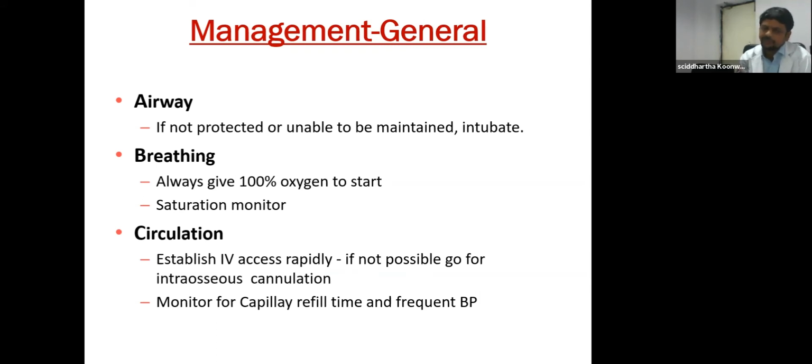In circulation, we have to establish IV access rapidly, and if not possible, especially in case of shock where the patient is having weak and thready pulses, or the pulses may be collapsed, veins may be collapsed, in that case we might have to go for intraosseous cannulation. So if we could not get IV access within 90 seconds, we should go for intraosseous access directly. We have to monitor for response by looking for capillary refill time and frequent BP monitoring.